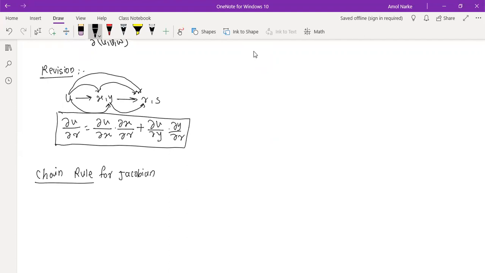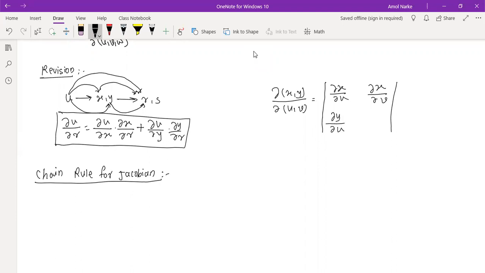Now everyone knows what the Jacobian is, but I repeat one more time. The Jacobian of x, y with respect to u, v is nothing but the determinant, where the first term is the partial derivative of x with respect to u, and the second term is the partial derivative of x with respect to v. Can someone tell me the third and fourth terms? Partial derivative of y with respect to u. Very good. And here partial derivative of y with respect to v. That is the definition of the Jacobian.